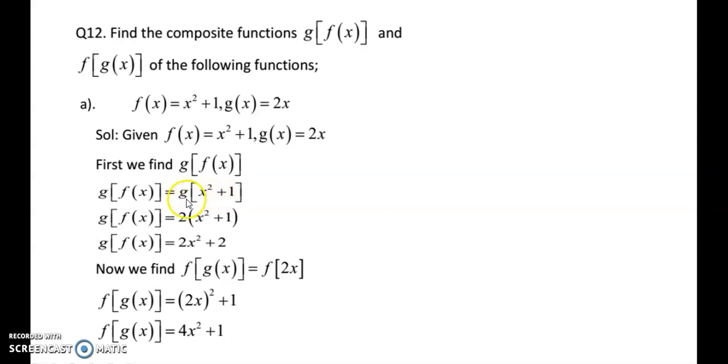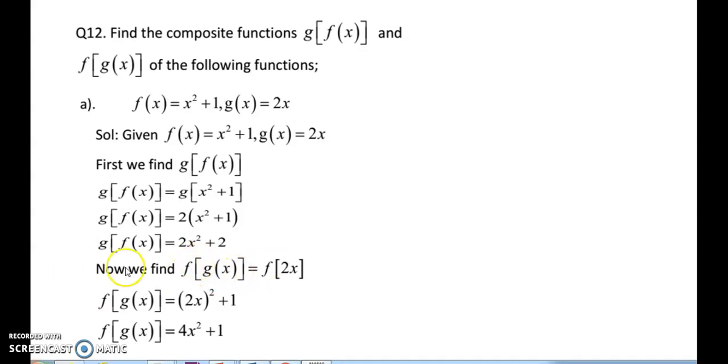Now look at this part, g of the input. x square plus 1 is the input of this g function. Now look at the g function. What is g function? It is 2x. Here its input was x, and now in this step the input is x square plus 1. So instead of x, we will replace it with x square plus 1, which is the required answer. What you have done, you have taken f of x as an input to this g function.